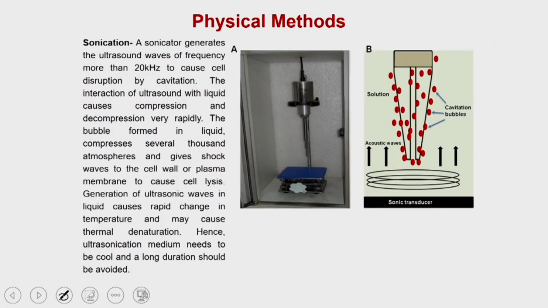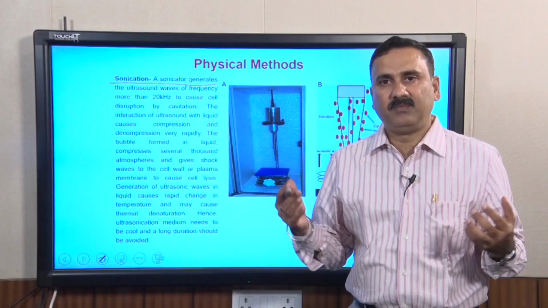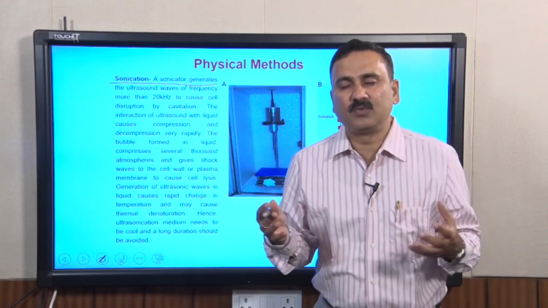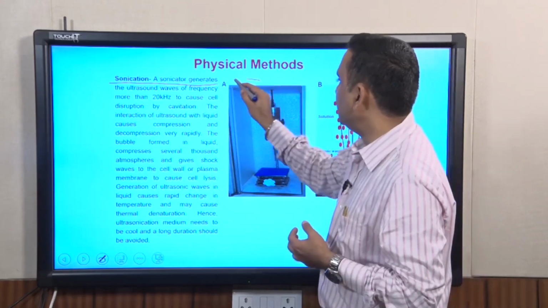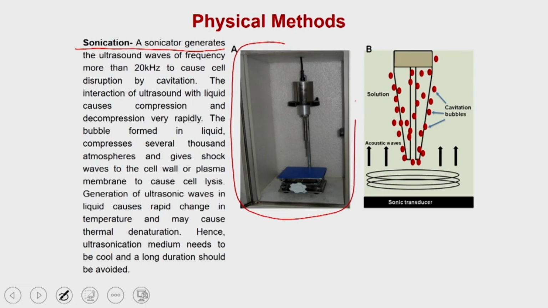Now, let us go to the next method. The next method is called sonication. Sonication is done with a specialized instrument called a sonicator. A sonicator has two components: the sonic wave generator, which is outside of this box, and inside this box the probe. You can have a probe which goes into Eppendorfs, or a probe which goes into Falcon tubes.